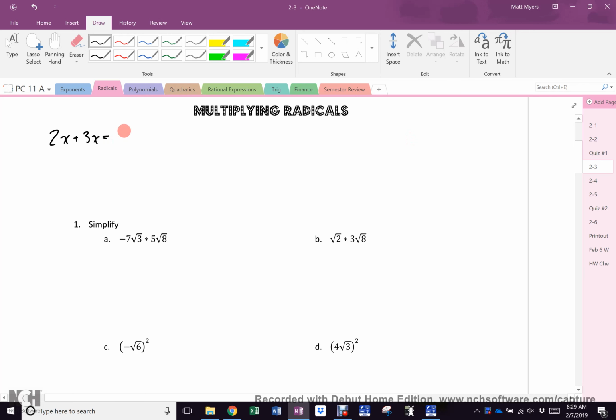3x is what? 5x. 2 root 2 plus 3 root 2 is what? 5 root 2, right?